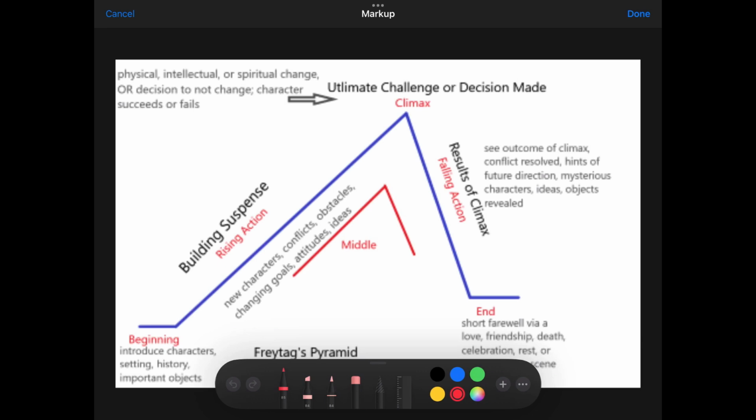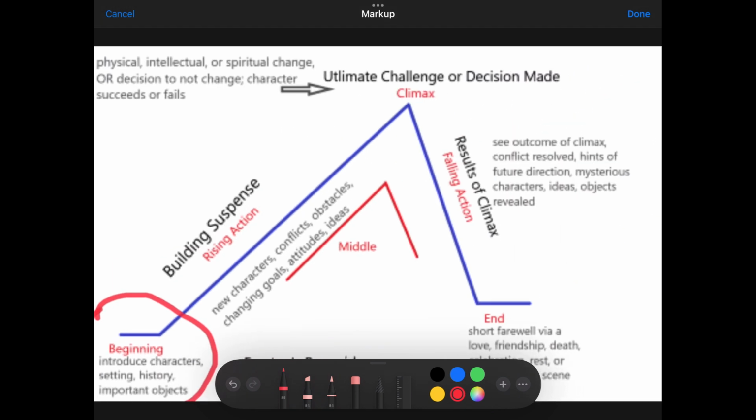Now that we have our basics all set up, we're going to cover the beginning. We're going to introduce our characters, we're going to introduce our setting, and we're going to go over important objects to let our reader fully understand who our characters are or get a feel of how they think or how they behave.